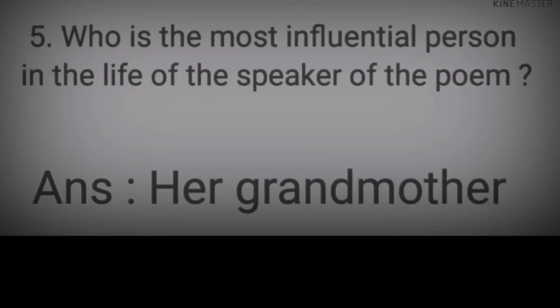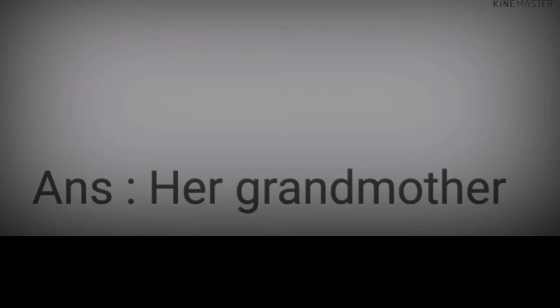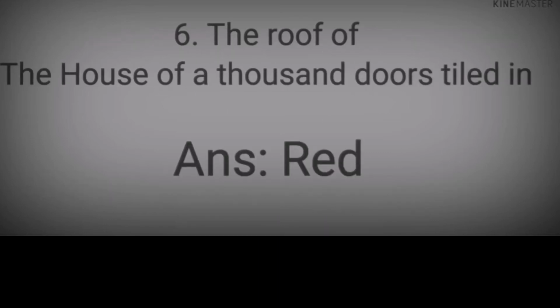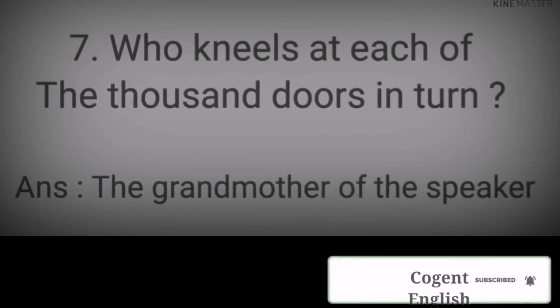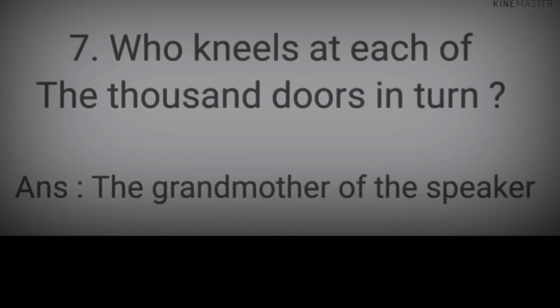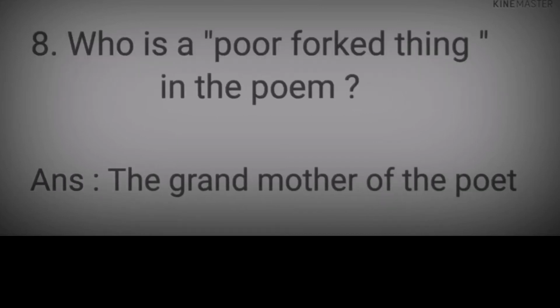Who is the most influential person in the life of the speaker of the poem? Her grandmother. Question number 6. The roof of the House of a Thousand Doors is tiled in which color? Red color. Next question. Who kneels at each of the thousand doors in turn? Answer: the grandmother of the speaker. Next question. Who is a poor forked thing in the poem? Answer: the grandmother.